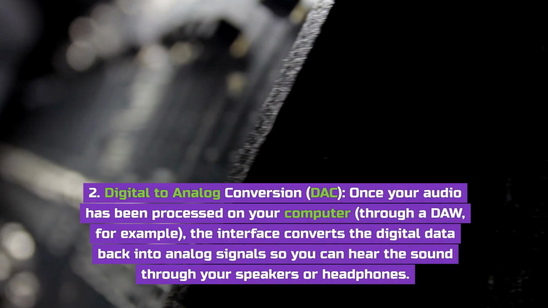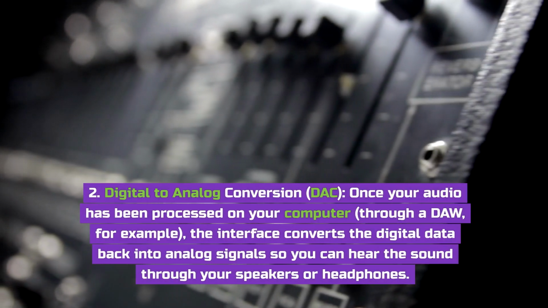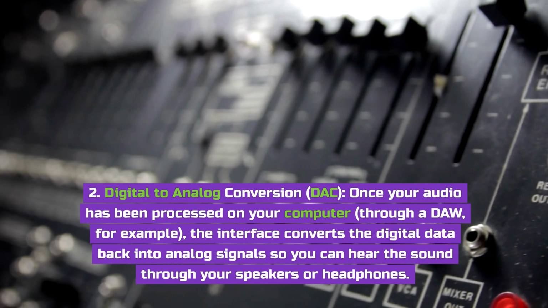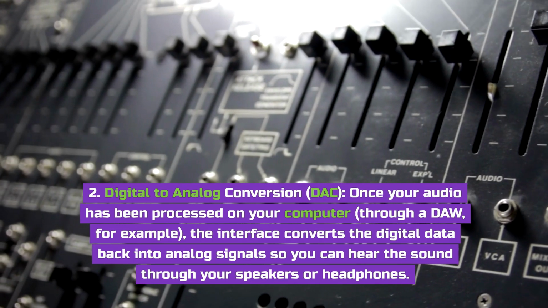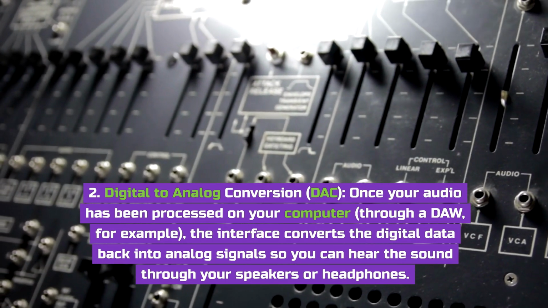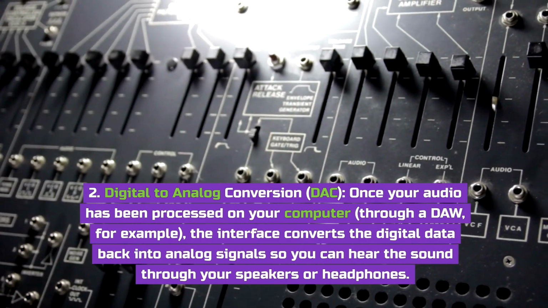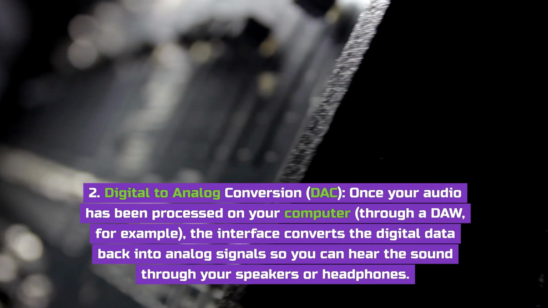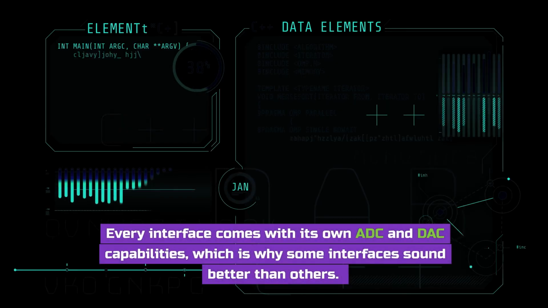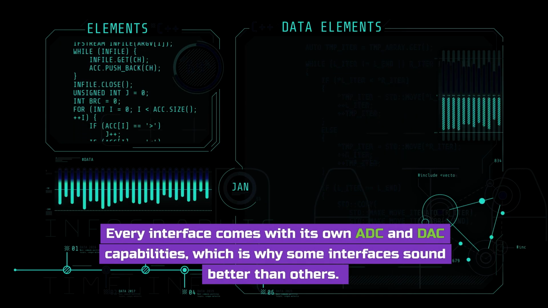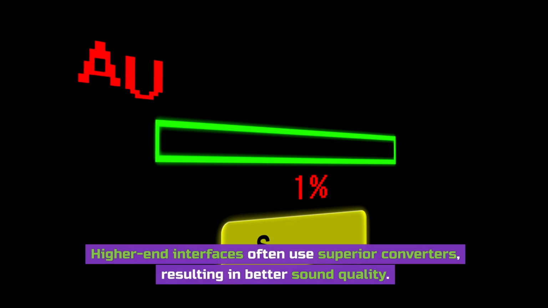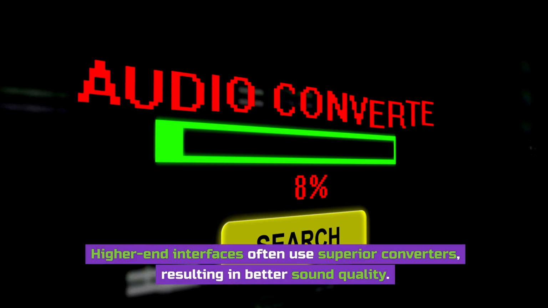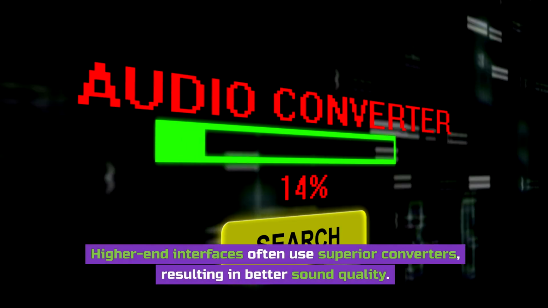2. Digital to analog conversion, DAC. Once your audio has been processed on your computer, through a DAW for example, the interface converts the digital data back into analog signals so you can hear the sound through your speakers or headphones. Every interface comes with its own ADC and DAC capabilities, which is why some interfaces sound better than others. Higher-end interfaces often use superior converters, resulting in better sound quality.